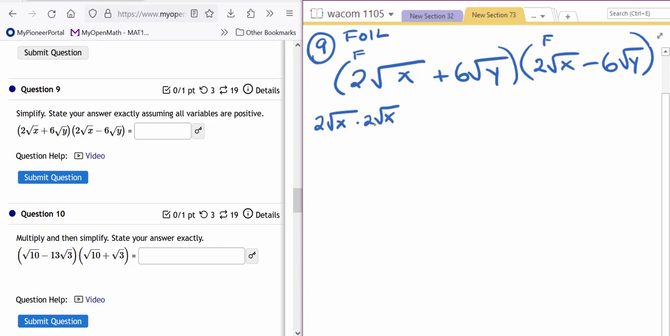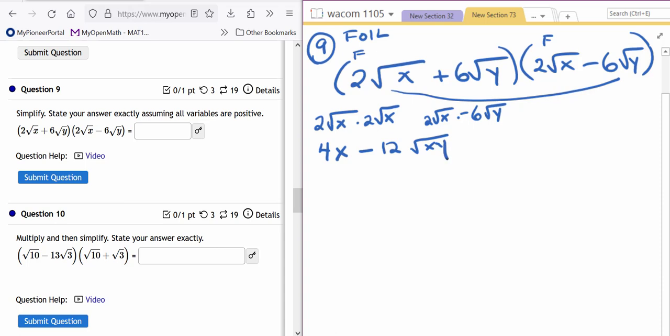And the 2's will multiply to give us 4. When you multiply the same thing times itself, it will remove the radical. So this will just give us an x. It would be square root of x squared if you multiply them and then you clean that up. All right, that's the first terms. We're going outside. So we're doing 2 times the square root of x times negative 6 square root of y. So we have negative 12. That's outside. And the insides are just going to multiply together. So they're going to sit together.